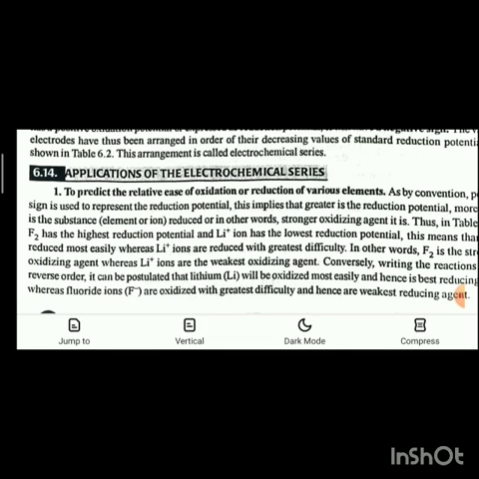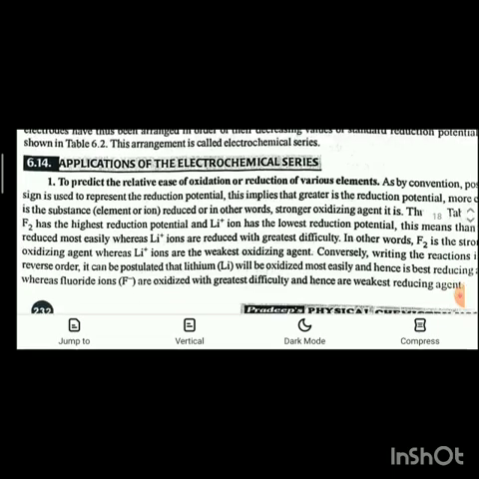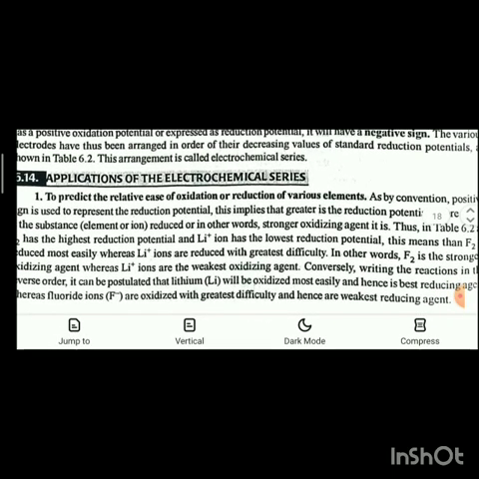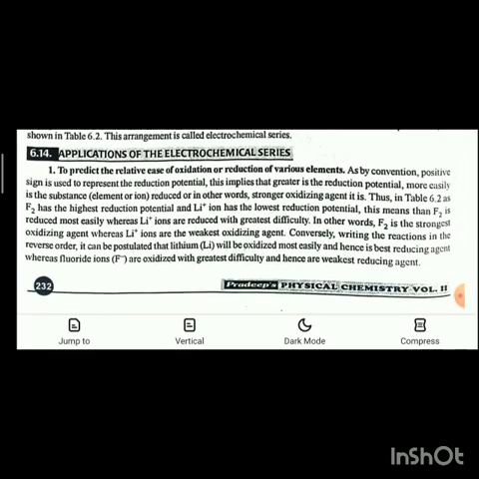Applications of the electrochemical series. Number 1. To predict the relative ease of oxidation or reduction of various elements. As by convention, positive sign is used to represent the reduction potential.